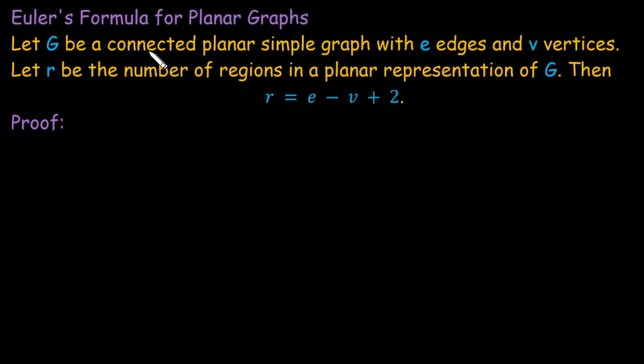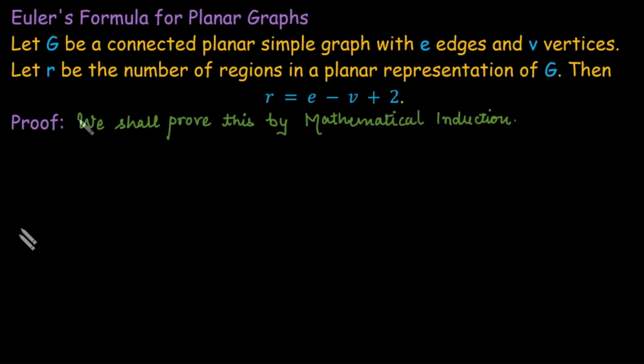Connected graph means there is a path between each and every pair of vertices. Planar means there is no intersection of the edges in a plane of the given graph. Simple graph means no multiple edges, no self loop in a graph. Now how to prove this one? We shall prove this result by mathematical induction.